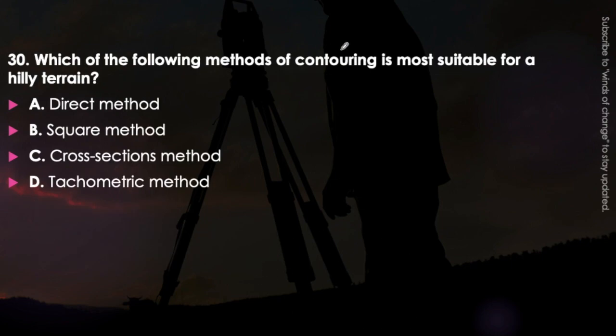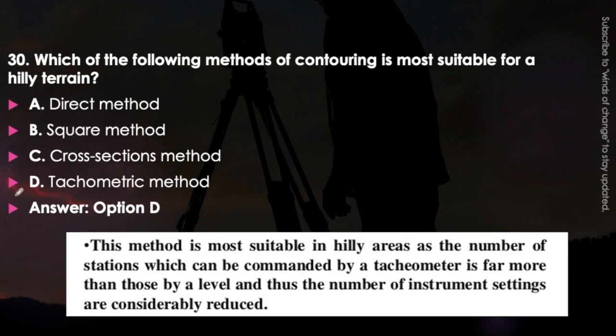Next question. Which of the following methods of contouring is most suitable for a hilly terrain? Direct method, square method, cross section method, or tachometric method? Just think about it. In the case of hilly terrain, you cannot find the reduced level of various points on the ground very easily, so the direct method cannot be used. We can only go for an indirect method. Which one will be preferred? One in which we do not have to go to the point directly, and we can easily find the distance between two points without using a tape or chain or any other method. So which method will be preferred here? It will be the tachometric method. That is option D, the correct one.